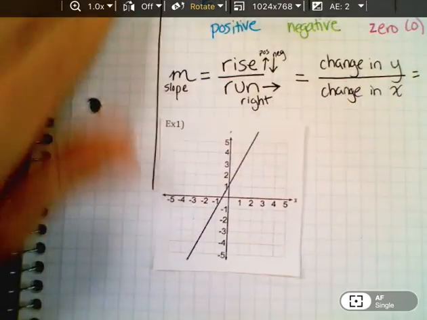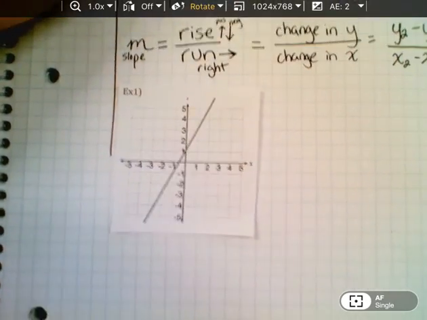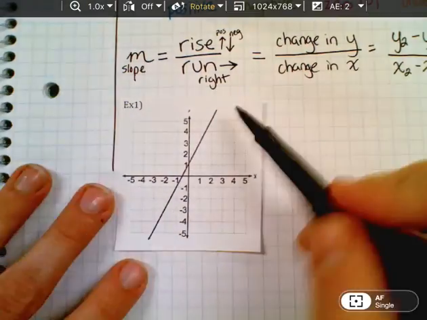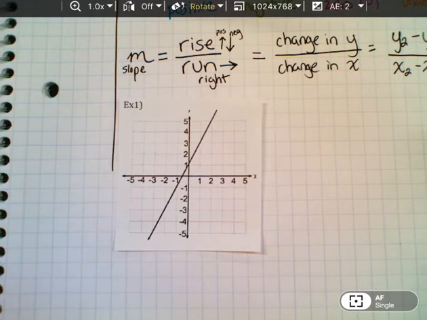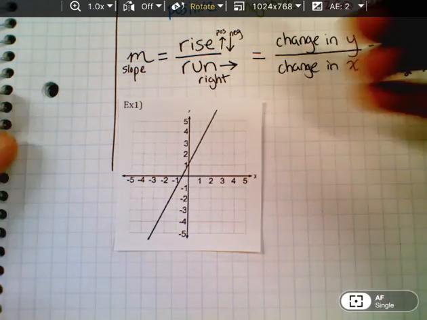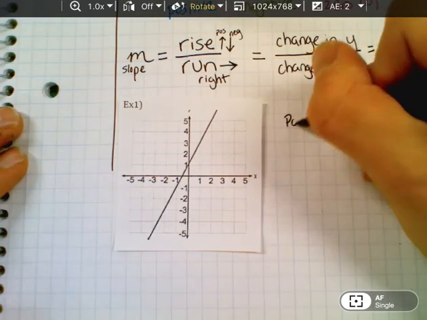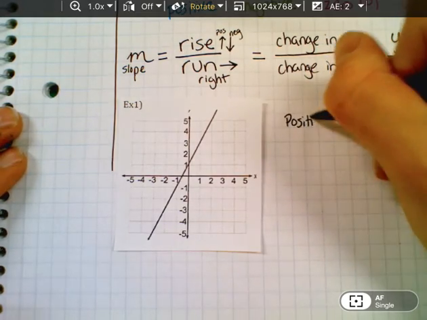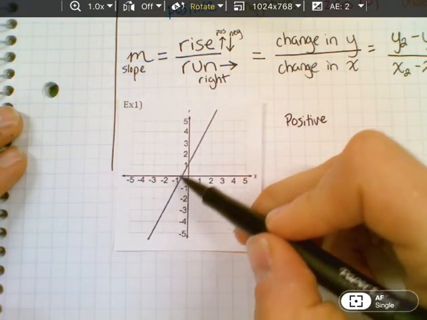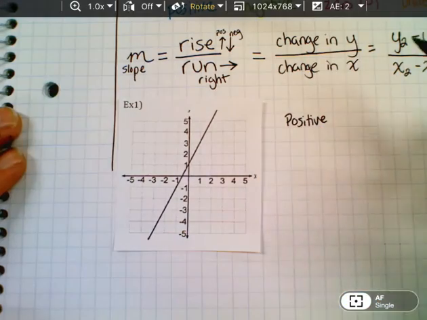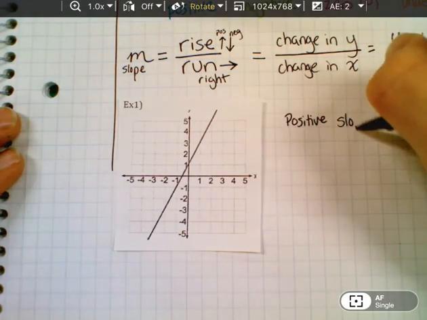All right, example 1 looks like this. We are going to find the slope of this line. So the first thing that I would like for you to do is think about, is this slope going to be positive or negative? And hopefully you realized that this will have a positive slope, because as we read the graph from left to right, it's going up.